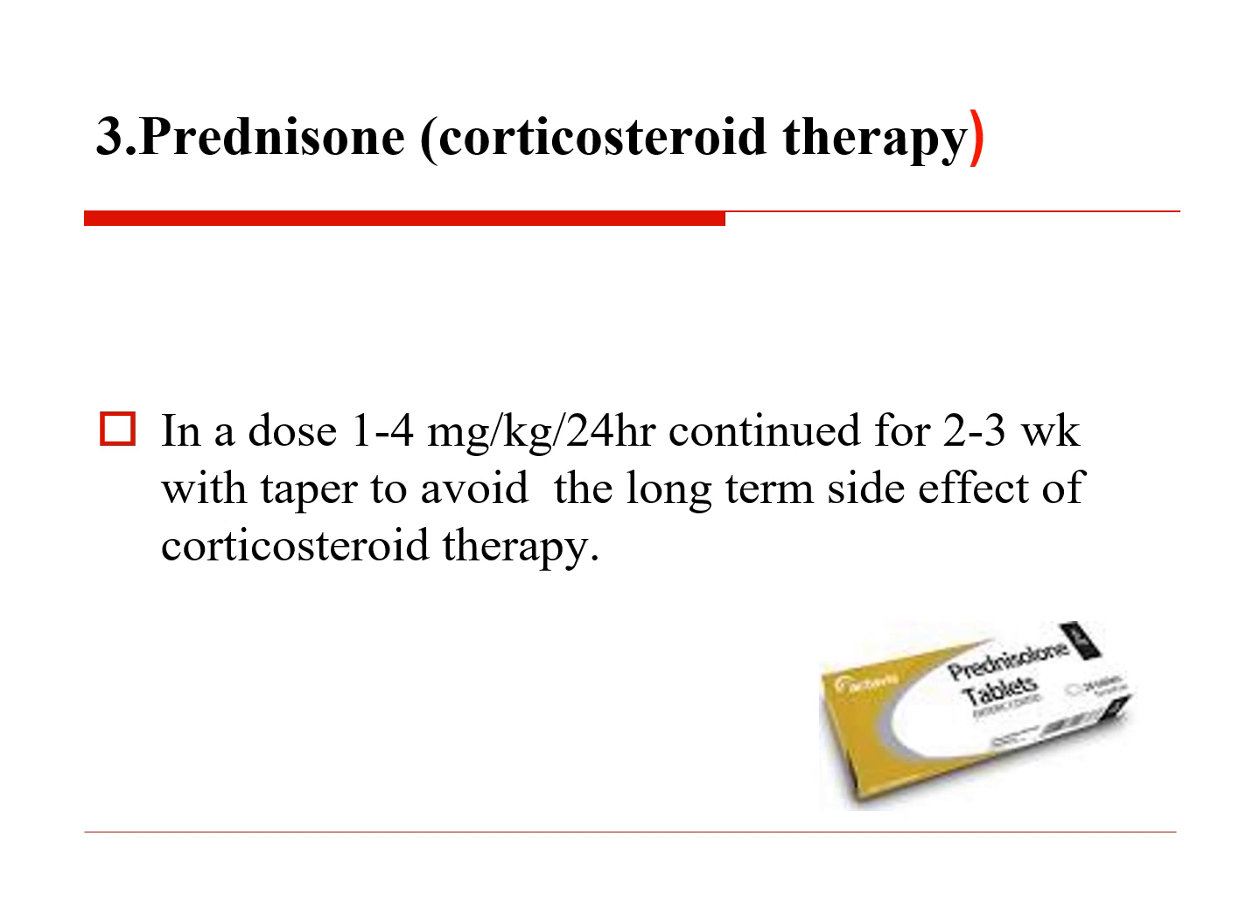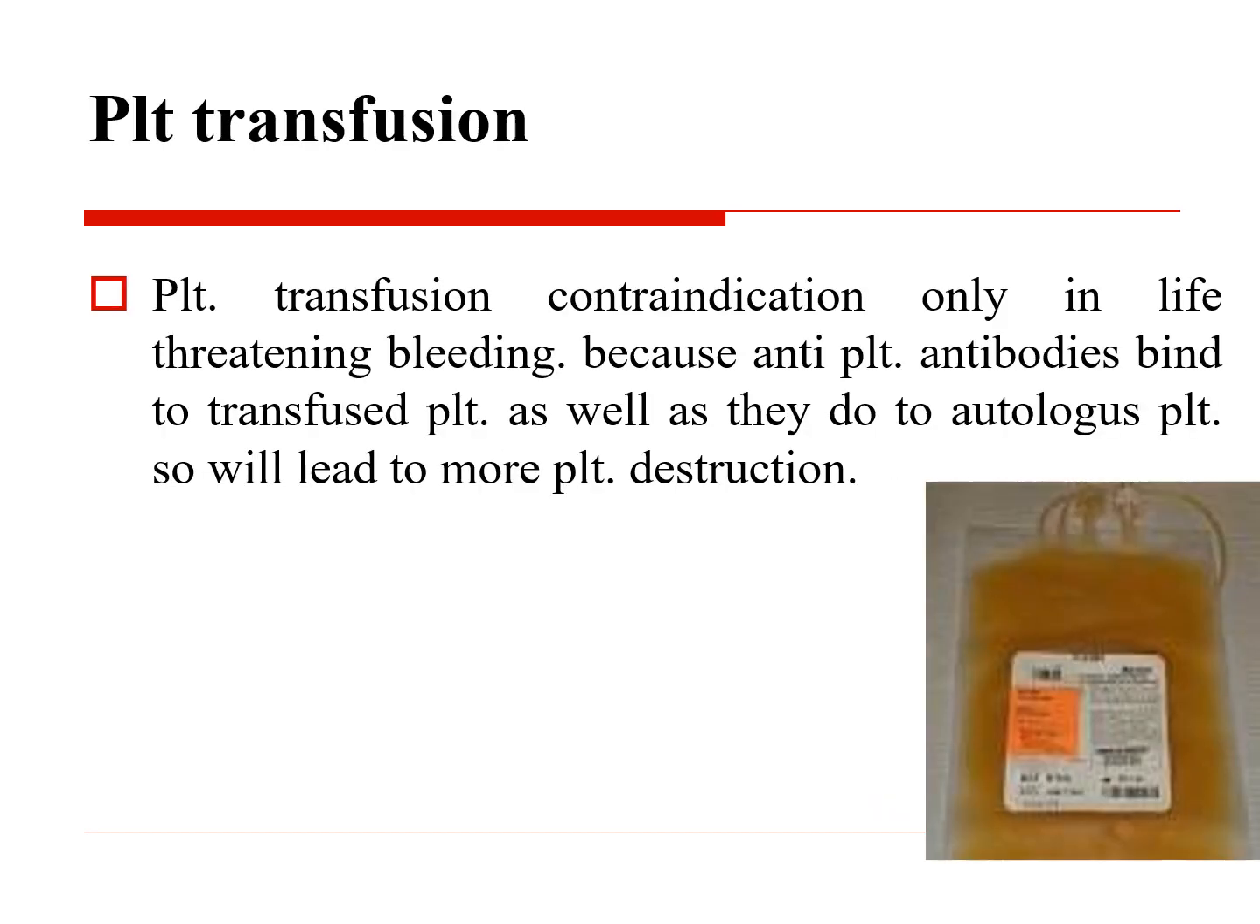The third therapy is corticosteroid therapy, prednisone, in a dose of 1 to 4 mg per kg per 24 hours. Continue for 2 to 3 weeks with tapering of the dose to avoid the long-term side effect of corticosteroid therapy. If there is any indication for platelet transfusion in ITP, platelet transfusion is contraindicated unless in life-threatening bleeding, because antiplatelet antibodies bind to transfused platelet as well as they do to autologous platelet, so will lead to more platelet destruction and more thrombocytopenia.